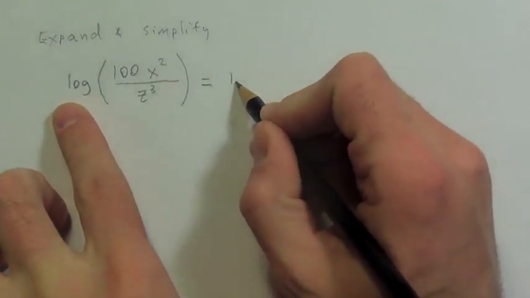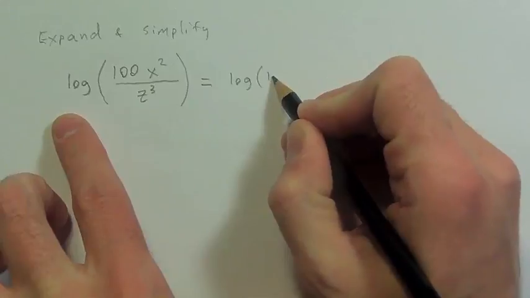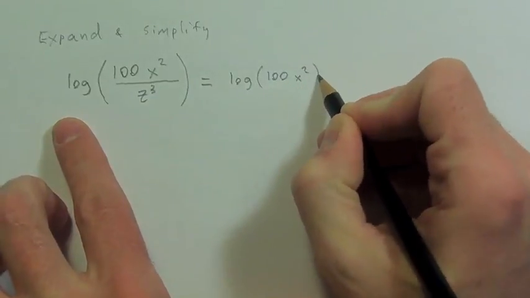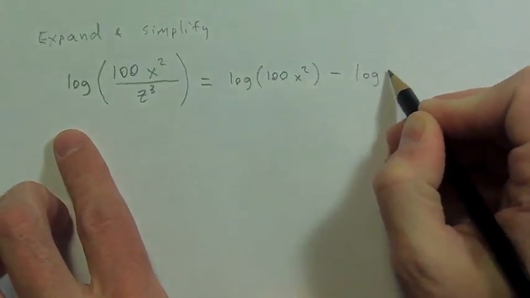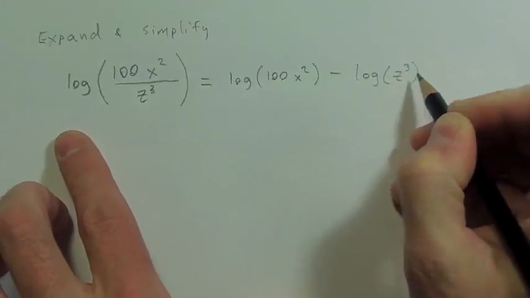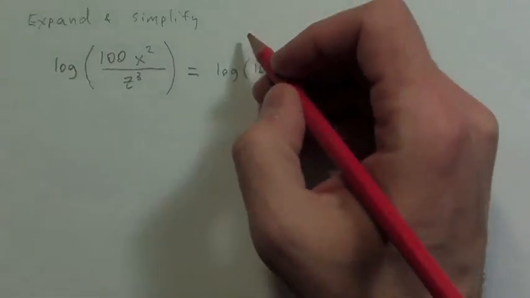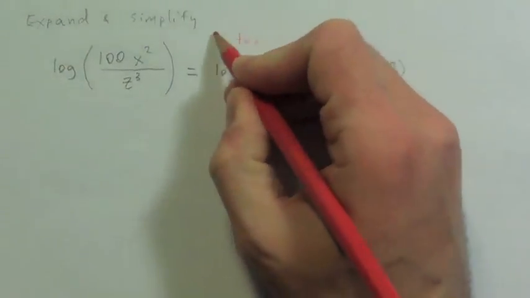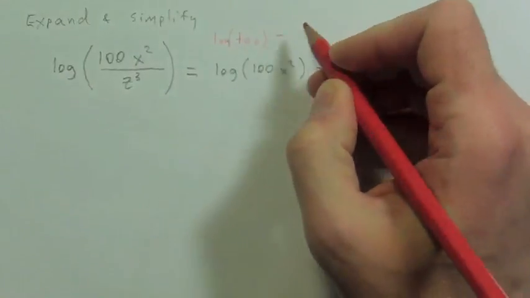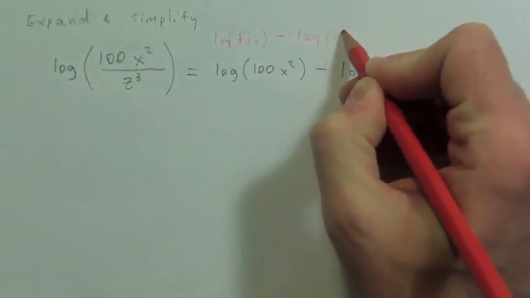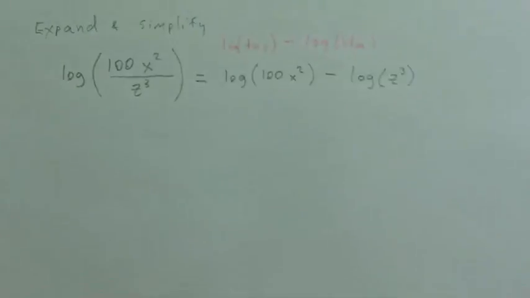So this is going to be log of the top minus log of the bottom. Okay, so log of the top minus log of the bottom. And that's usually where I always start, unless the entire thing is being raised to a power. Then I might do something else first.